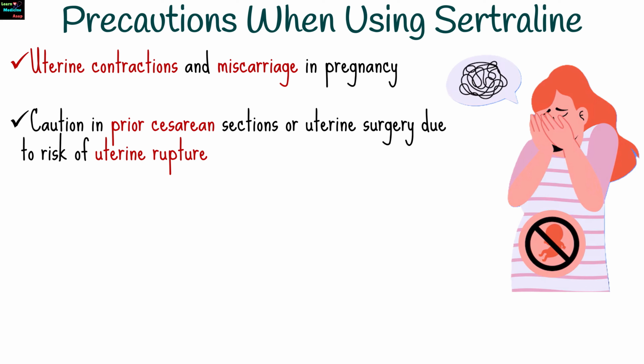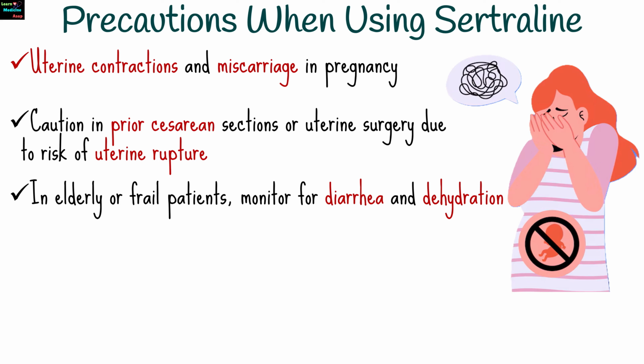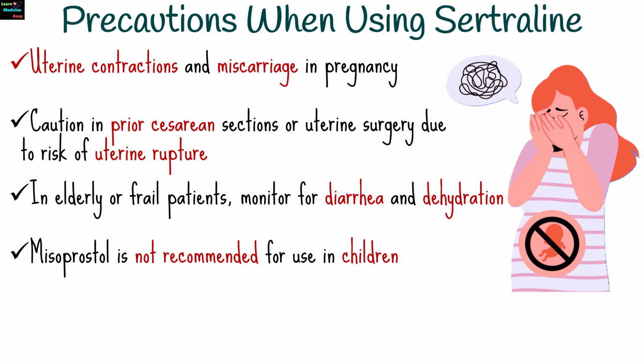Be especially cautious in women with prior cesarean sections or uterine surgery, as the risk of uterine rupture is significantly increased with misoprostol use in labor. In elderly or frail patients, monitor for diarrhea and dehydration. Misoprostol is not recommended for use in children.